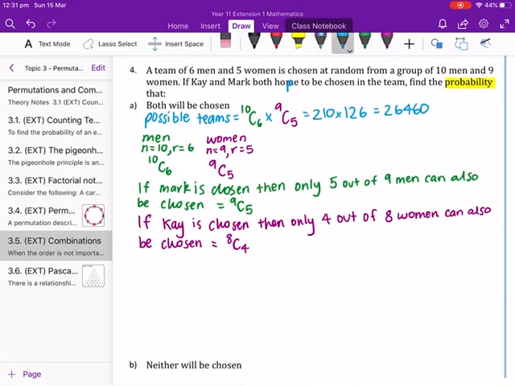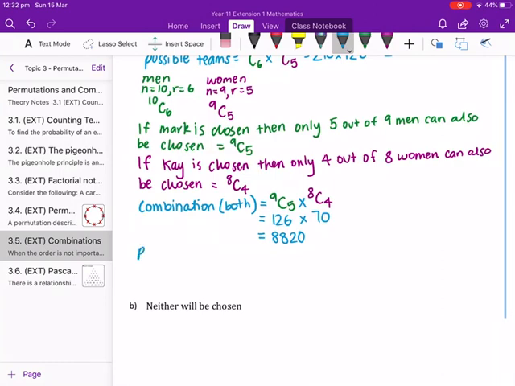So for the number of combinations for both Kay and Mark to be chosen, it will be 9 choose 5 for Mark, times 8C4 for K. So when we multiply that together, it is 126 times 70. So it equals 8,820.